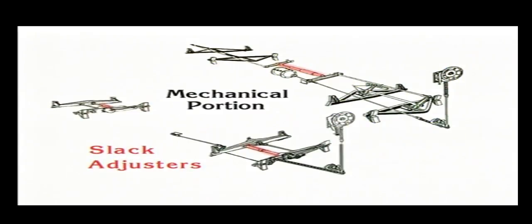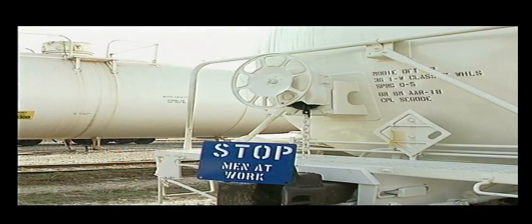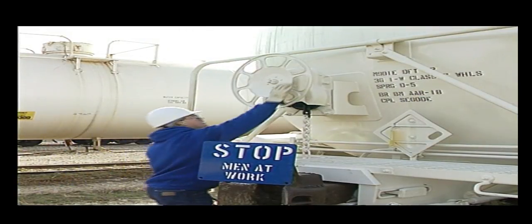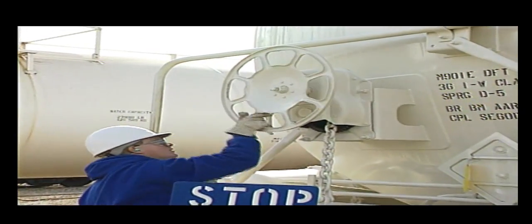There are times when we'll need to apply the brakes to one or more cars when they are not in transit. This is done by means of a handbrake, which acts like a parking brake on your auto. To operate the handbrake, we simply turn the hand wheel. This in turn will operate the brake system.